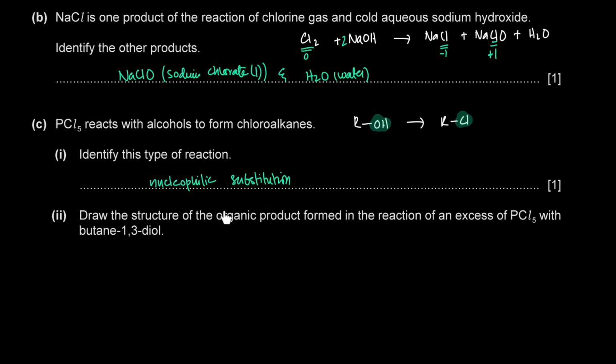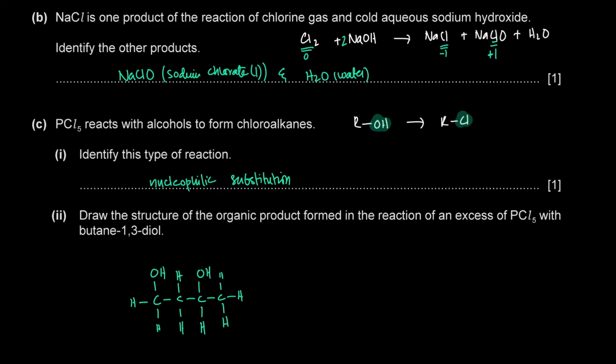Draw the structure of the organic product formed in the reaction of an excess of PCl5 with butane 1,3-diol. So butane 1,3-diol is this guy over here. We have an OH group on carbon number 1, and we have an OH group on carbon number 3.